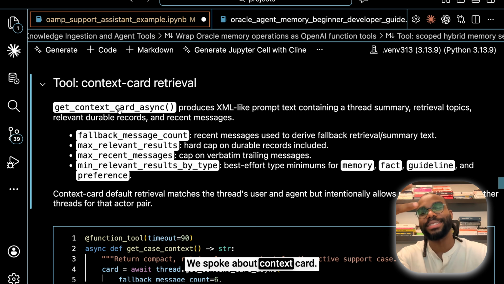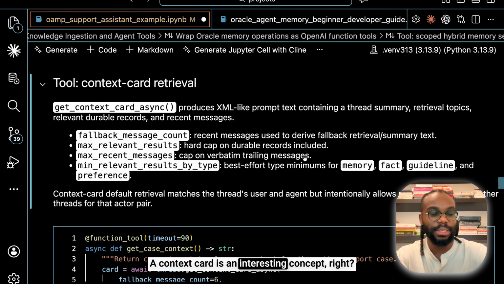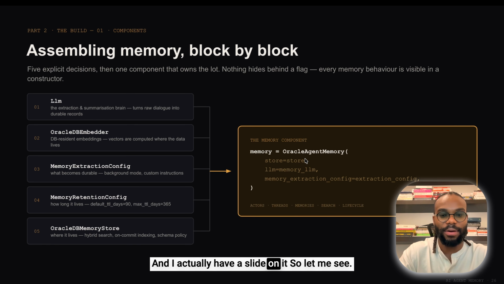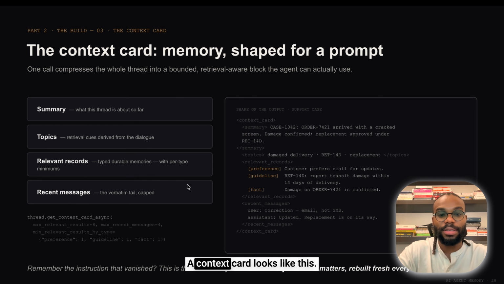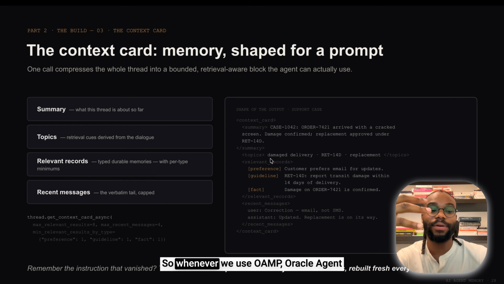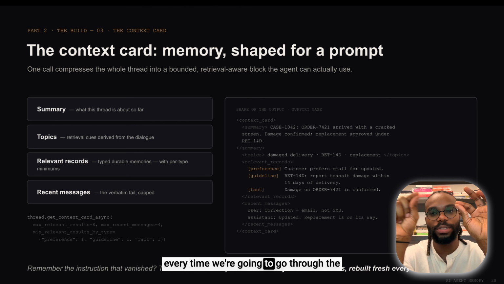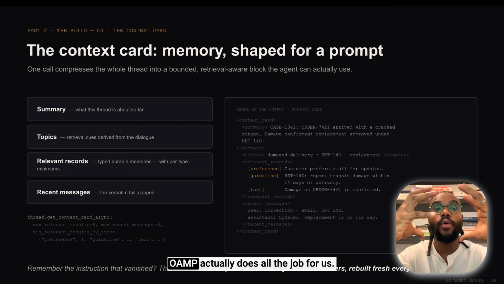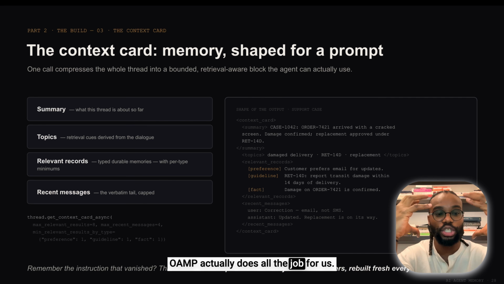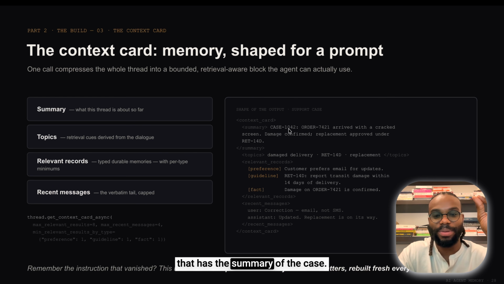We spoke about context card. I mentioned it very briefly. A context card is an interesting concept, right? And I actually have a slide on it. So let me see. A context card looks like this. So whenever we use OAMP, Oracle Agent Memory Package, what OAMP does is for every time we're going to go through the agent loop and pass context into the LLM, OAMP actually does all the job for us. Basically creates this context card that has the summary of the case.